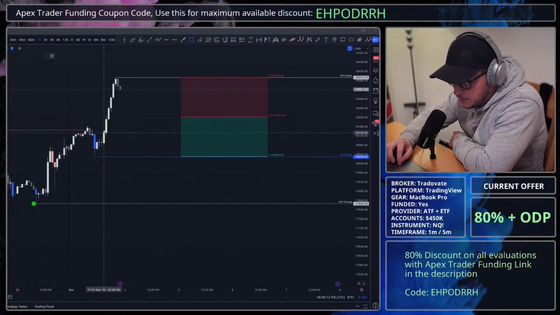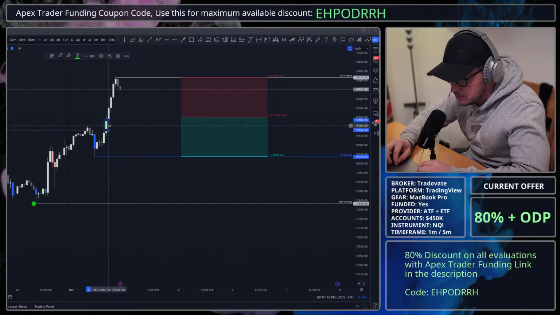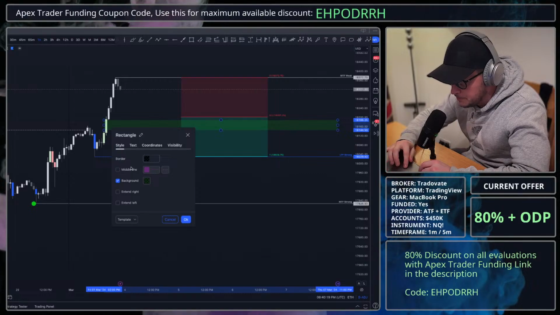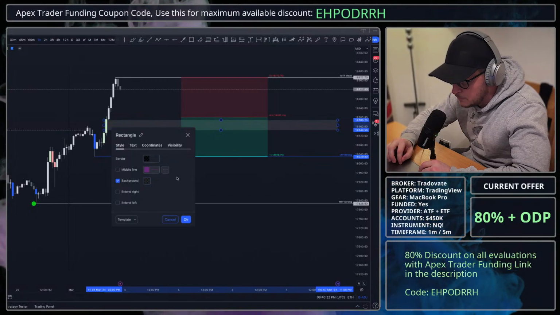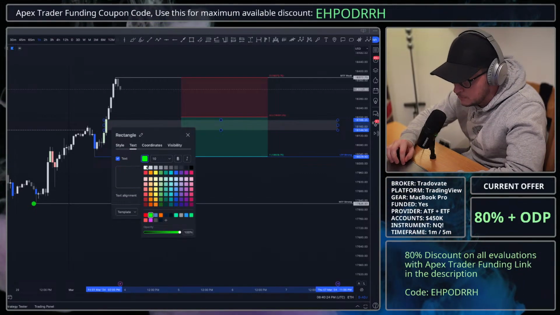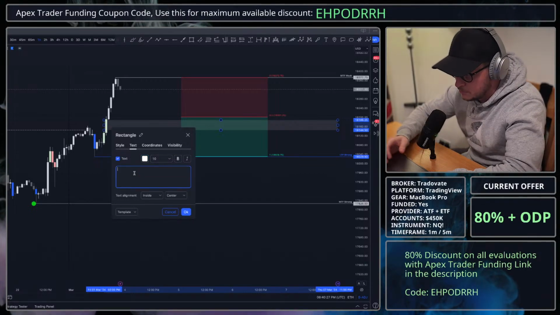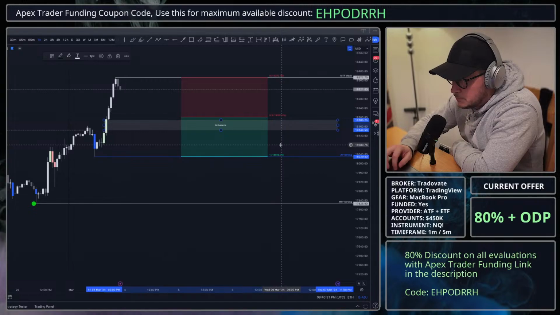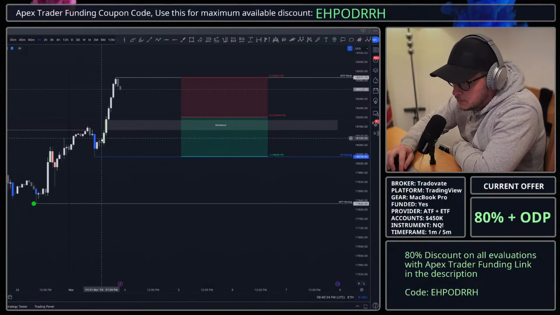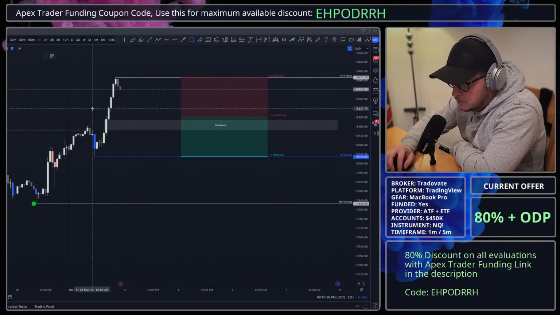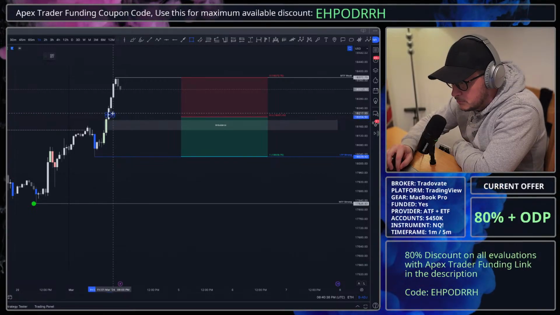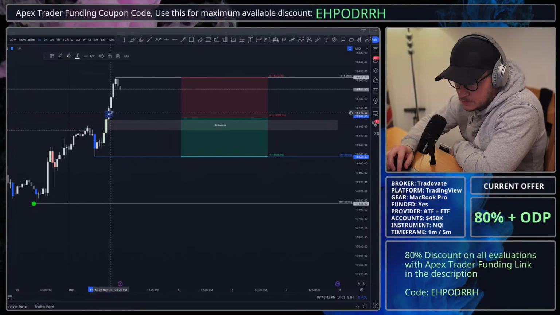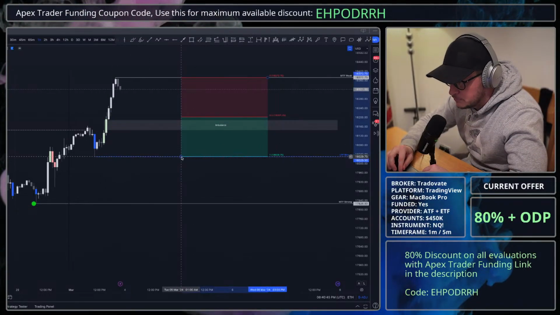So let's just do some marking off. First one we've got, that's a really key zone, is there, right? Imbalance. There we go. Then we've got another imbalance here. But it's a little bit small, right? Not too fussed on that one. See what I will do, actually.